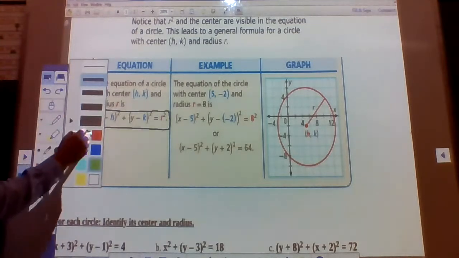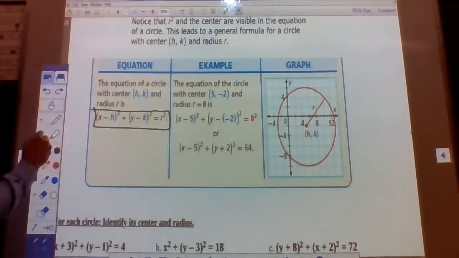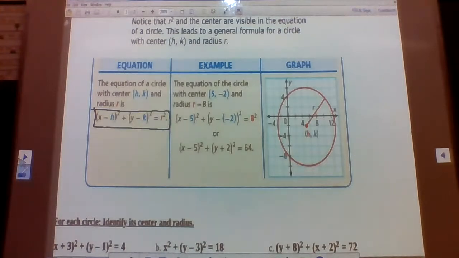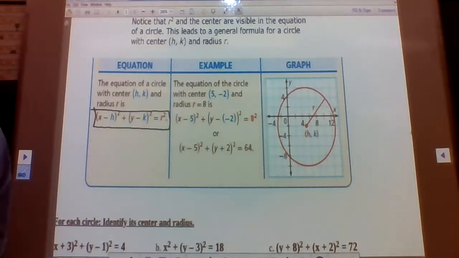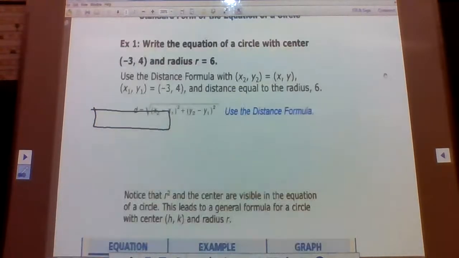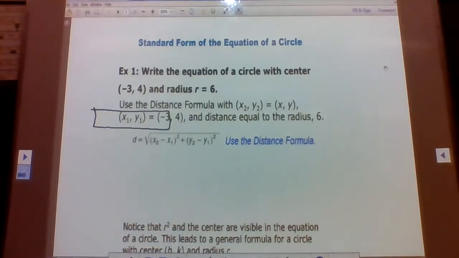So x minus h, quantity squared, plus y minus k, quantity squared, equals r squared. h and k are the center of the circle. So let's go back to the beginning here. And the question I guess we want to ask first is, how do we come up with that equation?